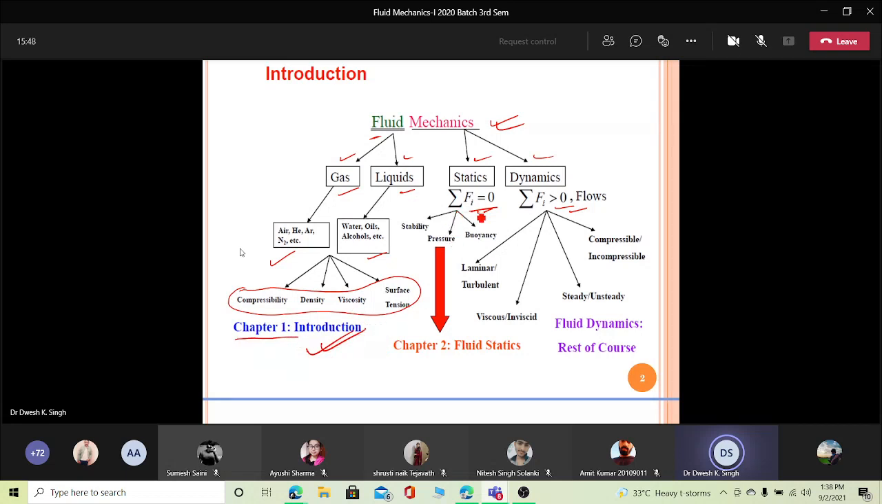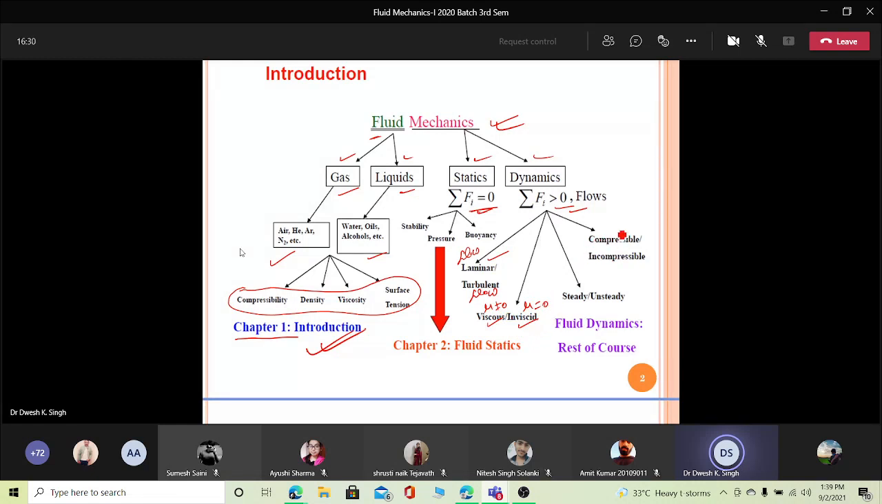Now moving to the dynamics part. The dynamics part is further divided into laminar flow and turbulent flow. These are types of flow that we will discuss in future lectures. Again, based on the properties of the fluid, the flow is divided into viscous flow and inviscid flow. Viscous means viscosity is not equal to zero, and inviscid means viscosity is zero, like potential flow.